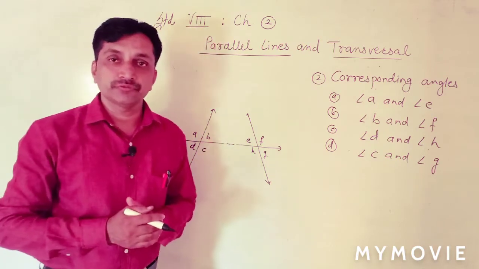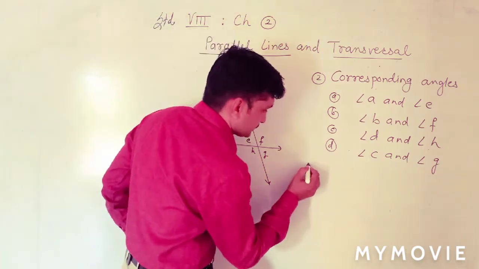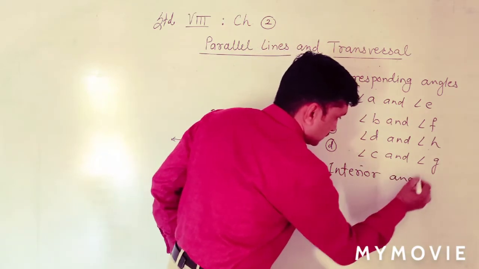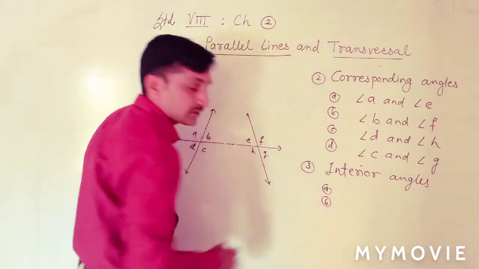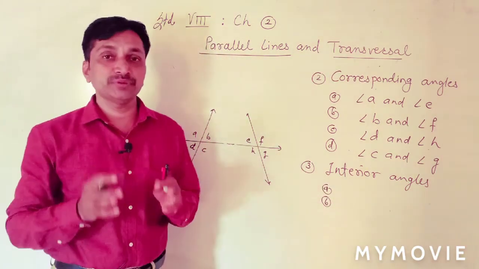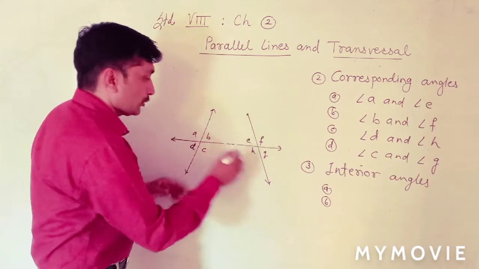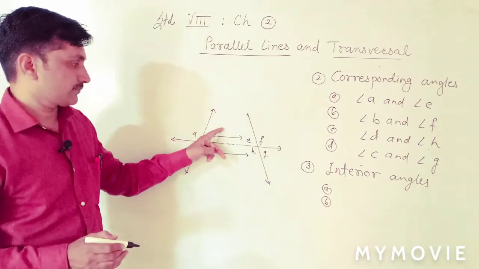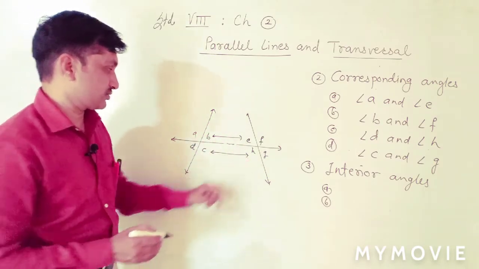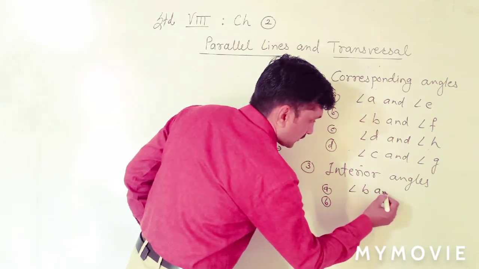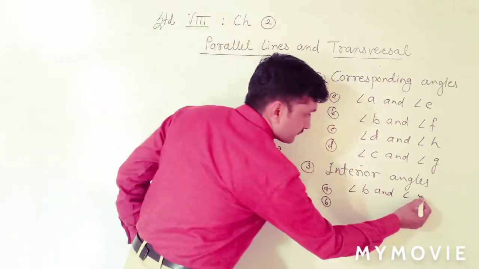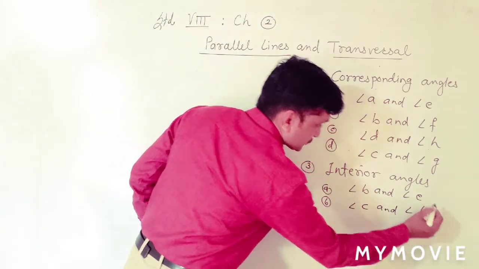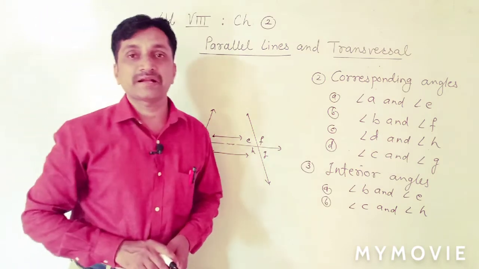And for the third, we have to find interior angles. There are 2 pairs of interior angles. Interior means between the lines, and on the same side of the transversal. BE and CH. Angle B and angle E, and second CH, angle C and angle H. We have completed practice set 2.1.